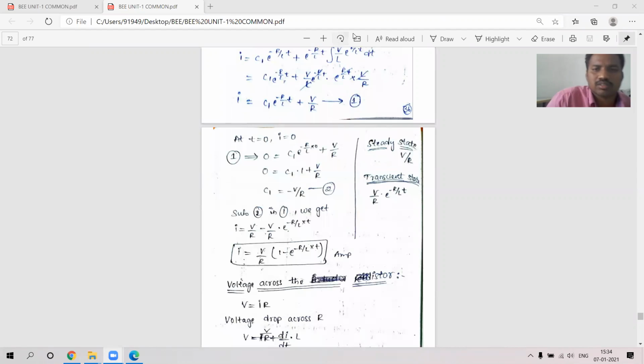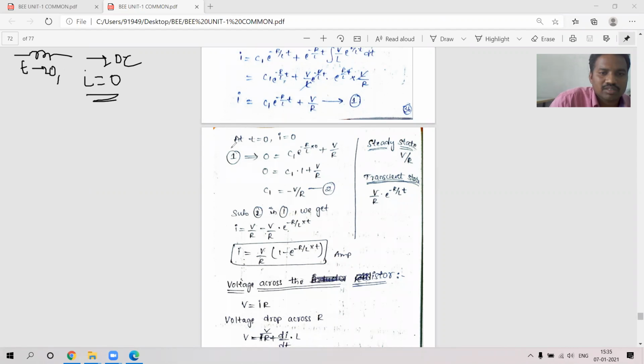So when t equals 0, let me take the pen. At t equals 0, what will be the current? T equals 0 means, as we just discussed, the inductor behaves like its past history as an open circuit. So at t equals 0, the past history will be 0 only. Open circuit means 0, so I is 0.